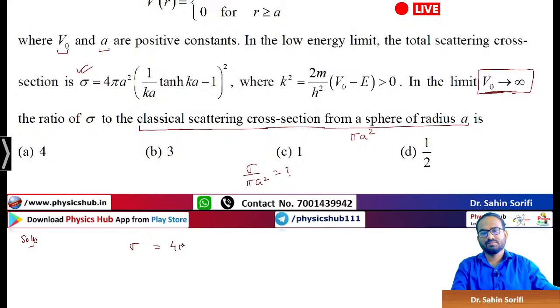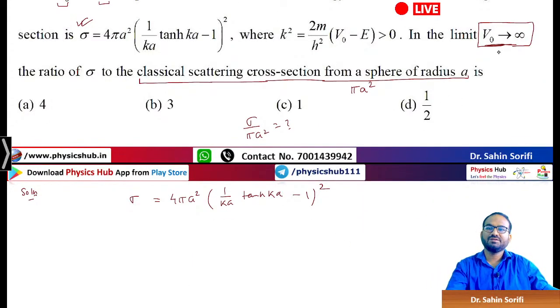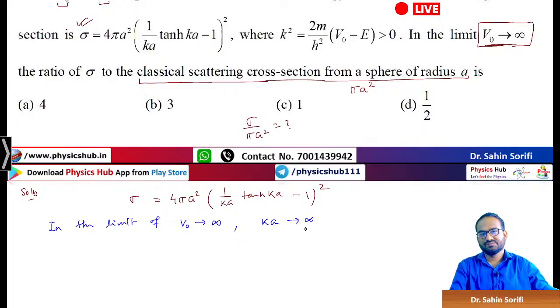Sigma is equal to 4 pi a square times (1 upon Ka tan hyperbolic Ka minus 1) whole square. Now you see, in the limit of v naught tends to infinity, what will happen? Ka will also tend to infinity. If v naught tends to infinity, v naught will decide k square, so k into a will also be tending to infinity. So if Ka tends to infinity, tan hyperbolic Ka will be equal to 1.